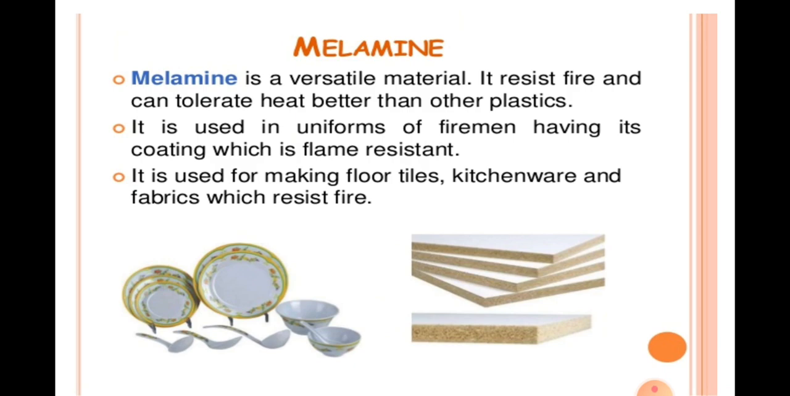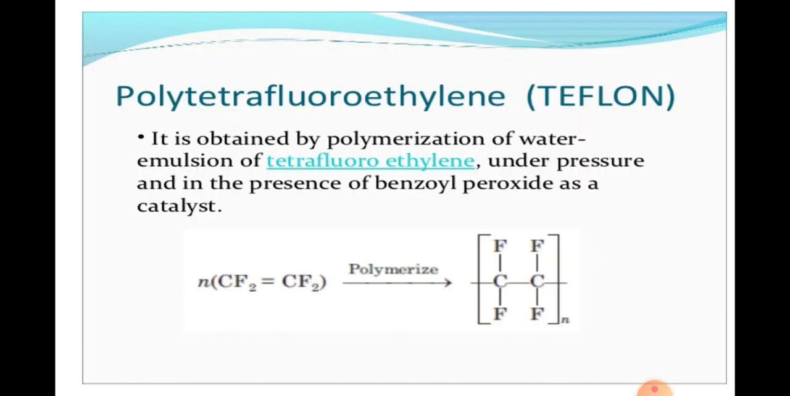In microwave ovens, the heat cooks the food, but it does not affect the plastic vessel. That is why the plastic vessel used in a microwave oven for cooking food is also made up of melamine. The next kind of plastic is Teflon.